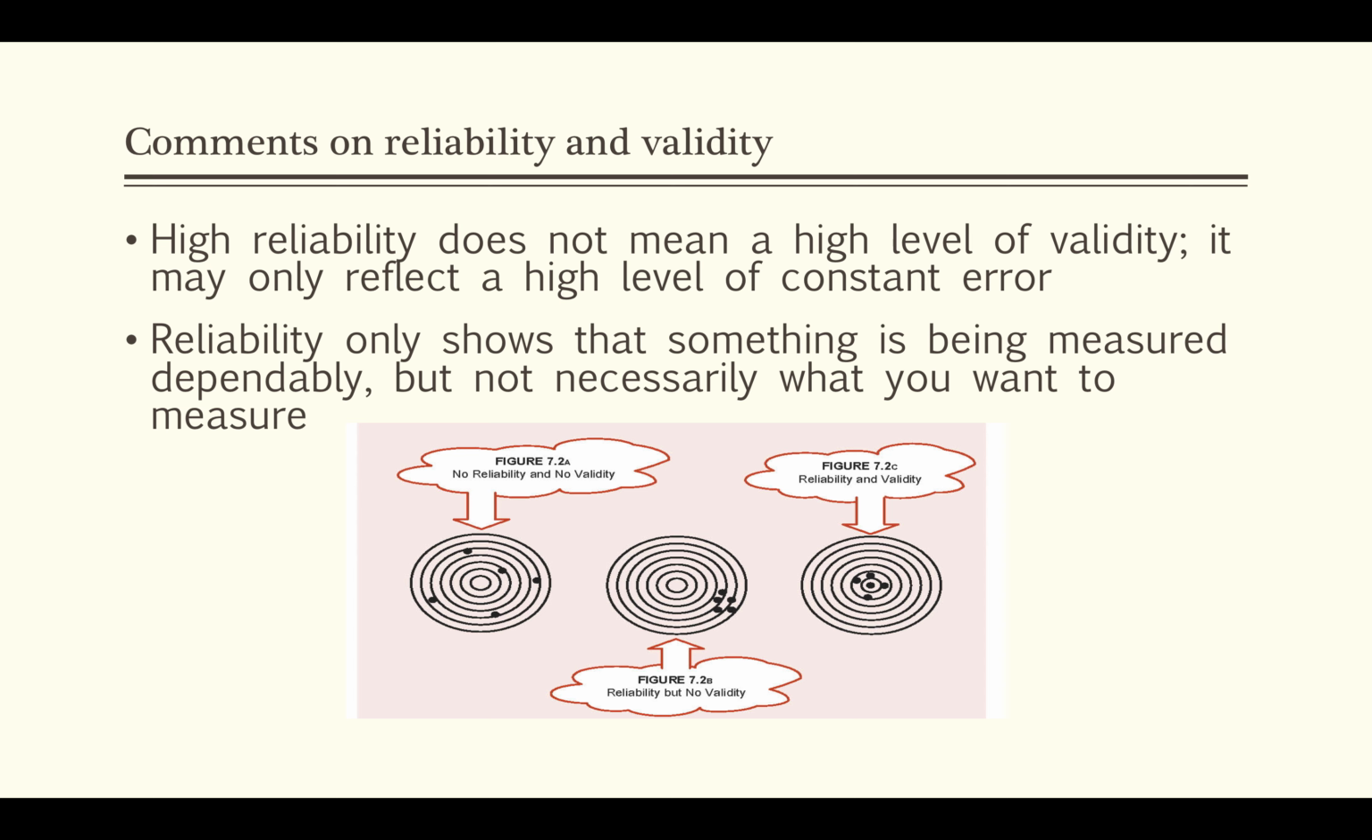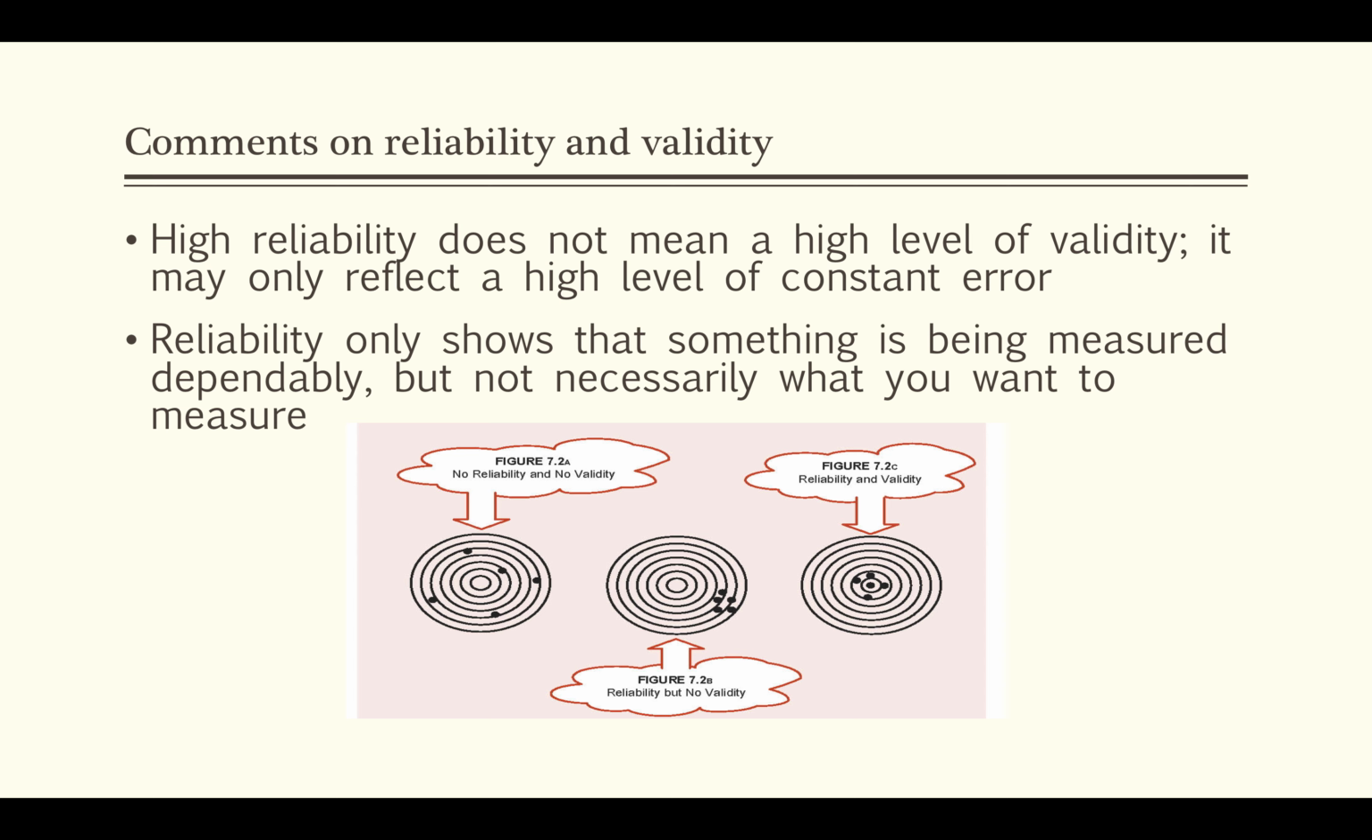So high reliability, as we discussed with the clock and the scale examples, does not necessarily mean a high level of validity. And this picture here is one that I've used for a really long time because it really works for me. So the bullseye on the left is a measurement instrument that is not reliable and not valid, right? You're just all over the place. I have no idea what the accuracy is of this measure.